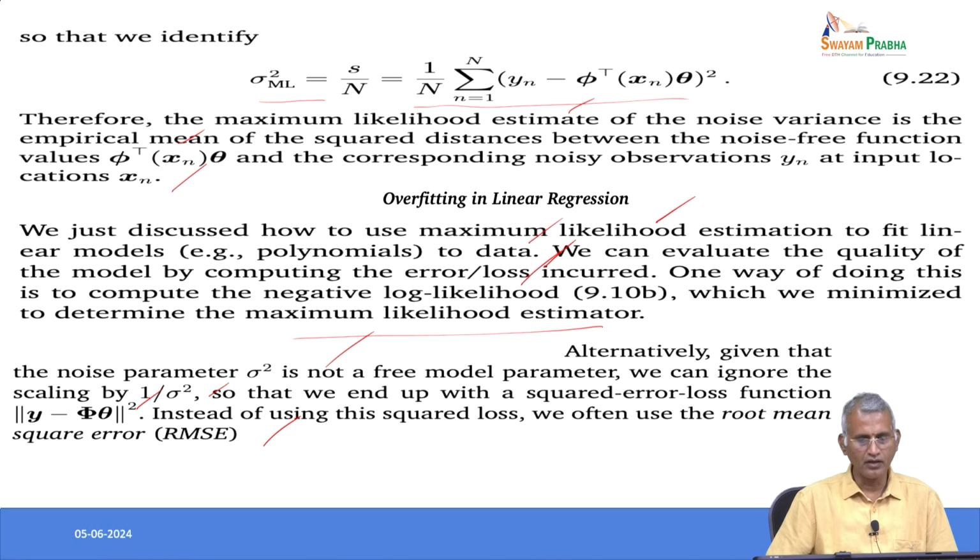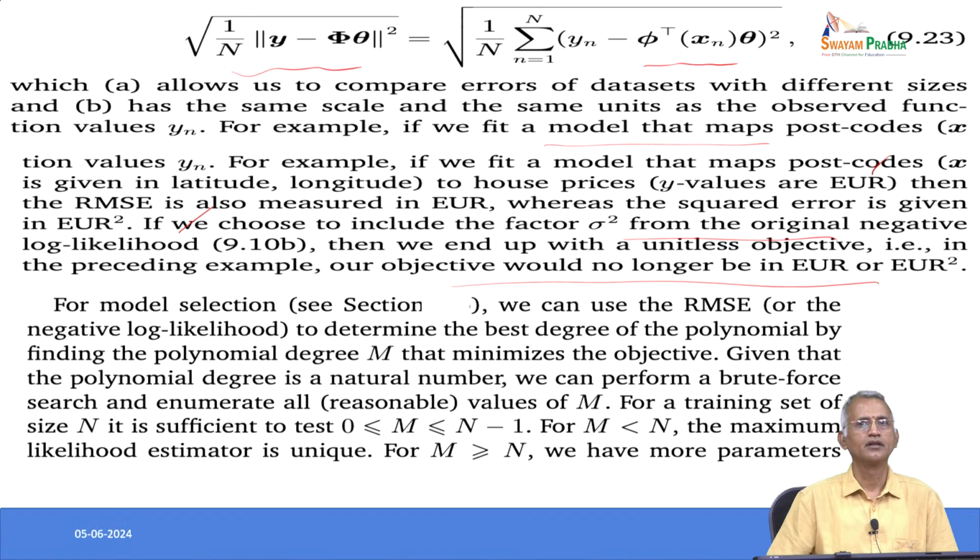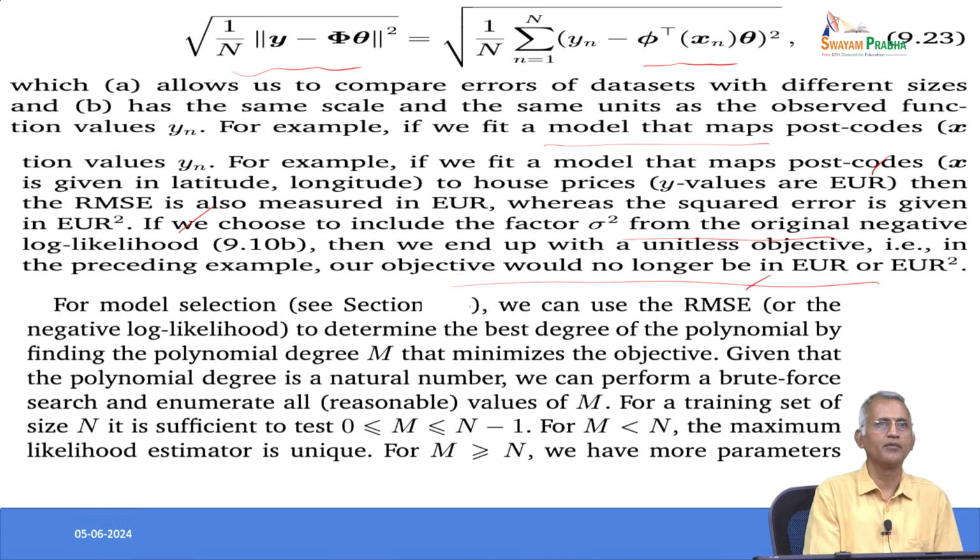So, that is the meaning of overfitting in linear regression, based on the root mean square error or squared error. We can use the RMSE or negative log likelihood to determine the best degree of the polynomial by finding the polynomial degree M that minimizes the objective.